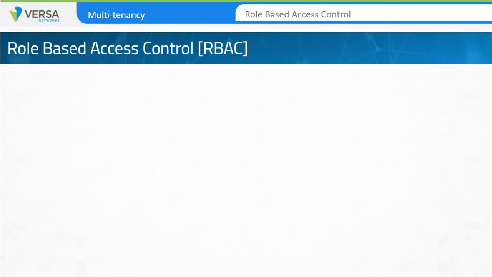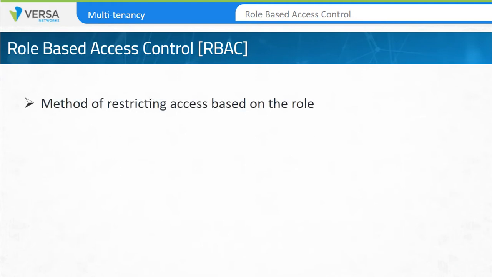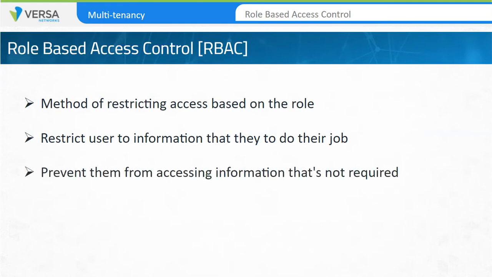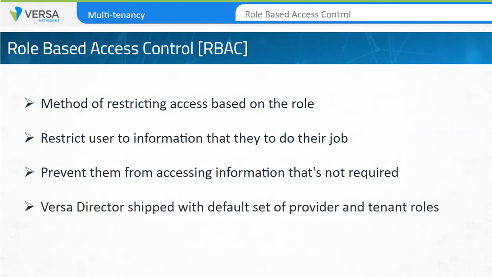What is role-based access control, or RBAC? Role-based access control, or RBAC, is a method of restricting network access based on the roles of individual users within an enterprise. RBAC lets employees have access rights only to information that they need to do their jobs and prevents them from accessing information that doesn't pertain to them. VIII Director is shipped with a default set of provider roles and tenant roles. These provider and tenant roles are created by default when you create an organization in the VIII Director.